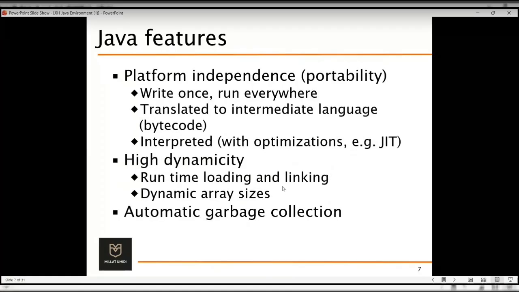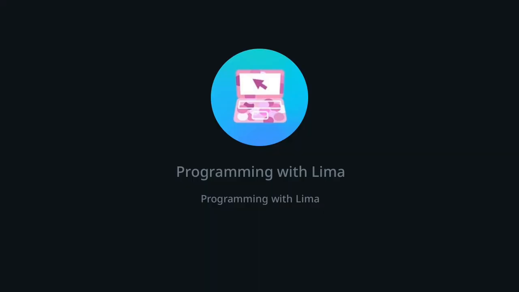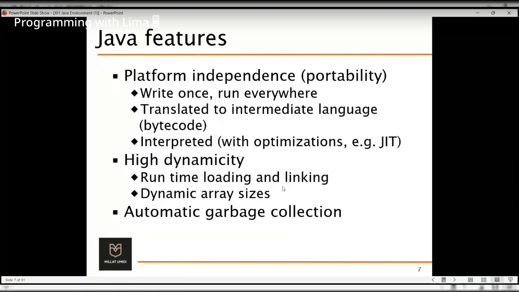And one of the more features is platform independence. So you write once and run everywhere, translating to an intermediate language, which is bytecode, and an interpreter. We'll talk about this in more detail in this video, just a bit later as well. And high dynamicity, and automatic garbage collection. What is garbage collection? Garbage collection collects the unnecessary information and helps us with memory leaks.